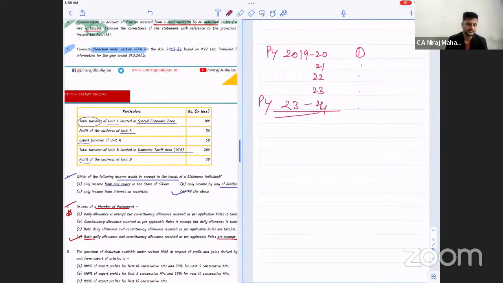I'm talking of one of the last scenarios I'm trying to tell you here. If the unit starts in 19-20, that is the last date, right? Last year, which is officially given. So PY 23-24 will be the last year in which you can claim 100% of the profits.